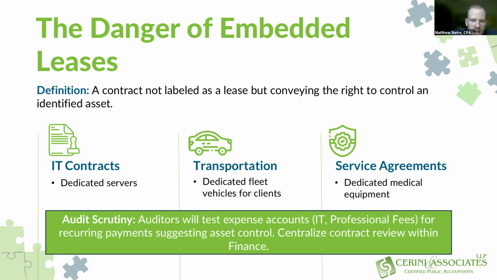The way that auditors will find this type of thing is to look at different expense accounts, right? If it's not set up on the books as an asset or liability, then you're probably just expensing the payments every month. So we will look in IT, we'll look in professional fees, may look in transportation costs, things like that, contracted services, to see if there's things that stand out and appear to obviously be some type of contract that gives you the control over some sort of asset.